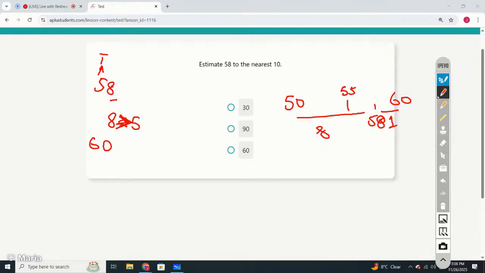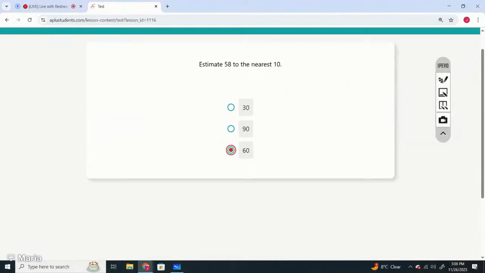So the correct option is 60. It would be rounded off to 60. Option number 3 is the correct option.